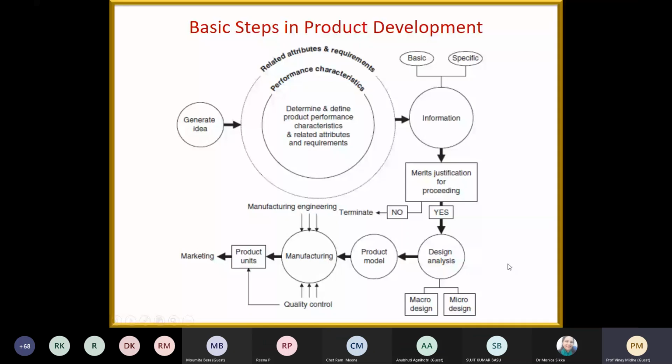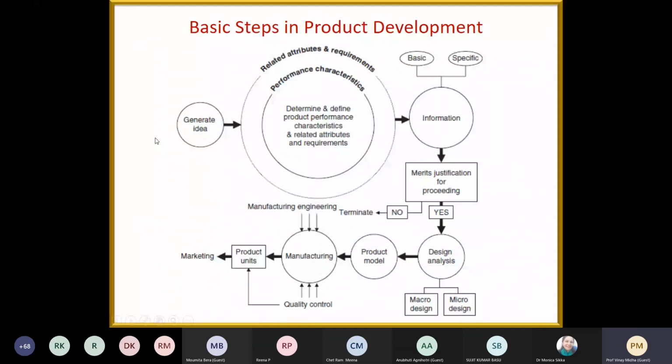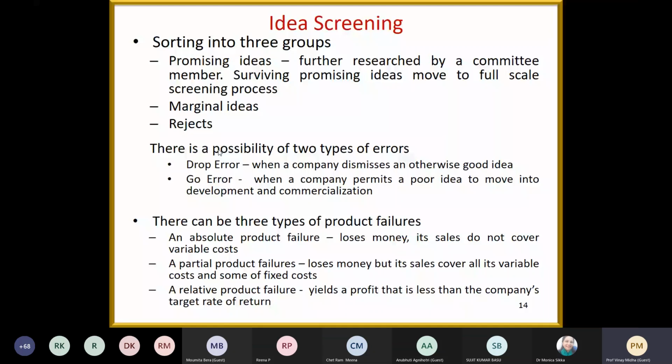Then when we start with this particular process, we have a large number of ideas. For example, we started here with the generation of ideas, and we can have a large number of ideas. And it is not possible to take all these particular ideas further. So we have to screen these particular ideas, which can be sorted out into 3 groups. The first category can be the promising ideas. Those particular ideas which are further researched by a committee member, or they survive, are the promising ideas. Surviving promising ideas will be taken further for the full-scale screening process.